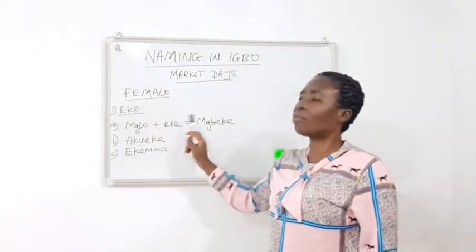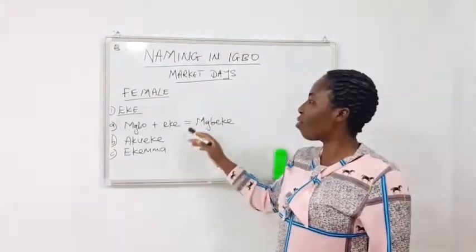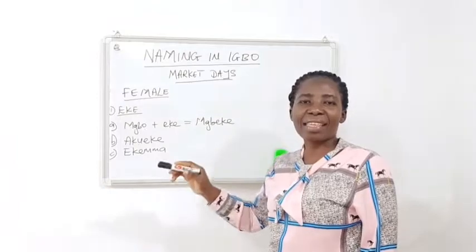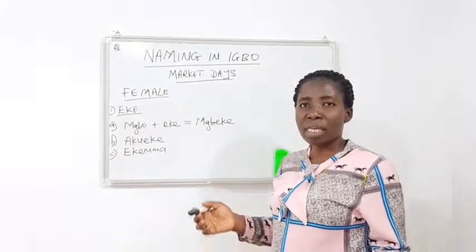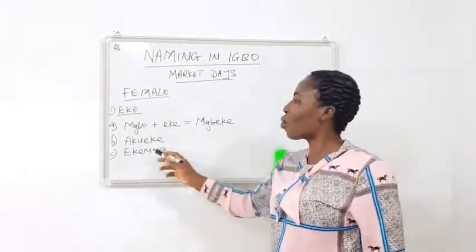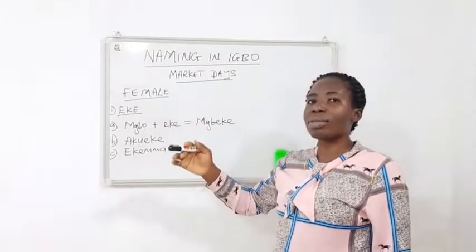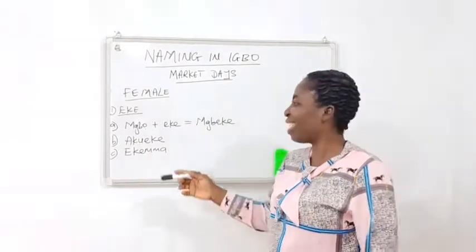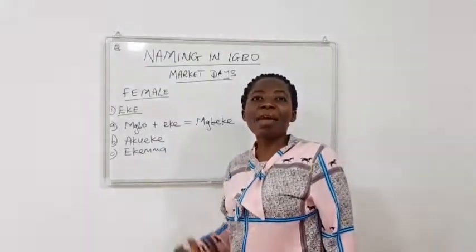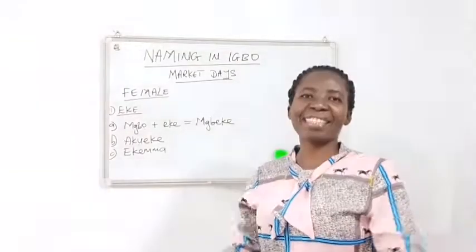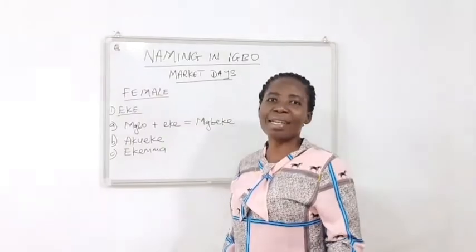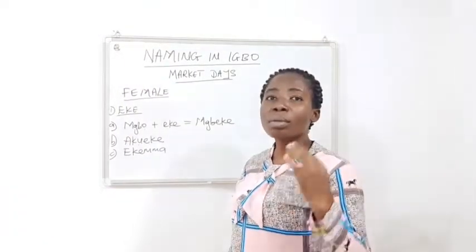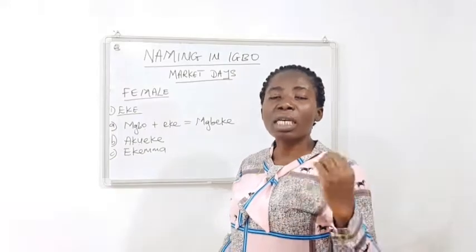Now you see again the vowel assimilation. We have Mbweke. Number 2 is Aku Eke. Aku means wealth, Eke the market day. So Aku Eke, wealth of the market day, or market day's wealth. Then we have Eke Mma, beautiful Eke.